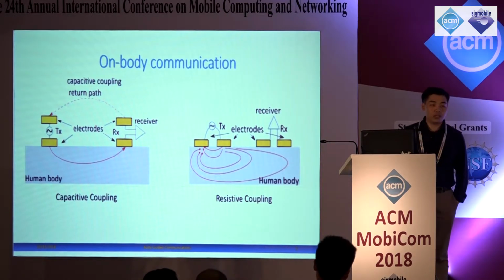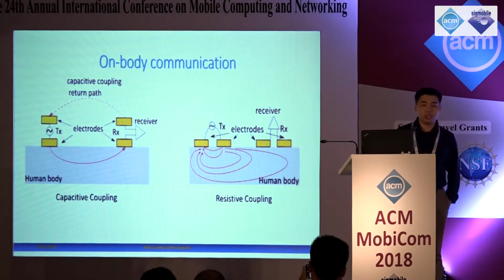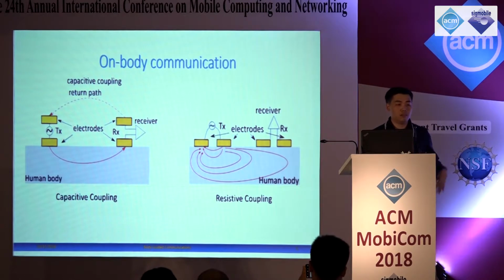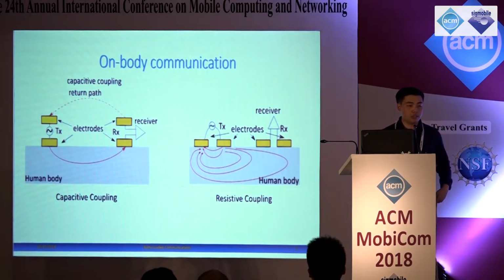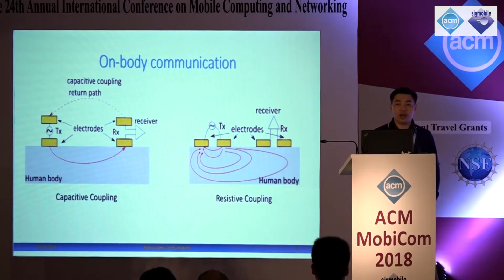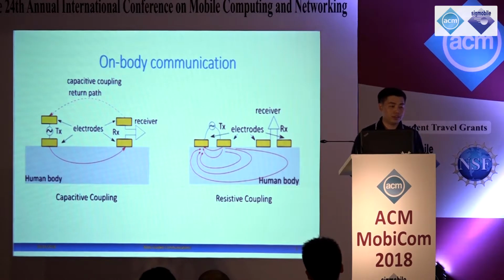Before we go into this communication channel, let's take a look at research on on-body communication, because it has the same goal of transmitting a signal from one body part to another body part. So in on-body communication, there are two common coupling types. One is capacitive coupling and the other is resistive coupling.